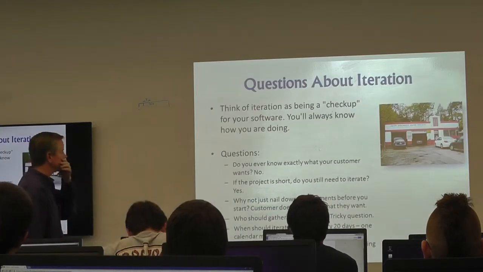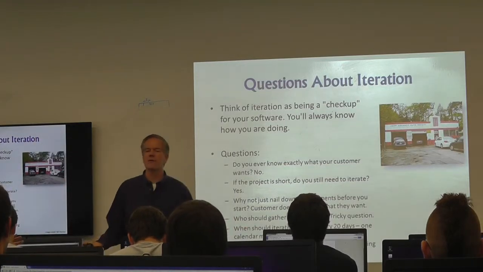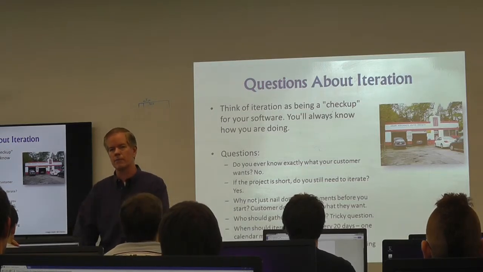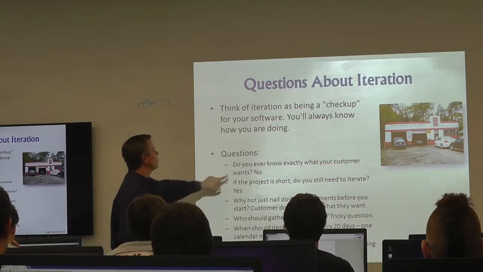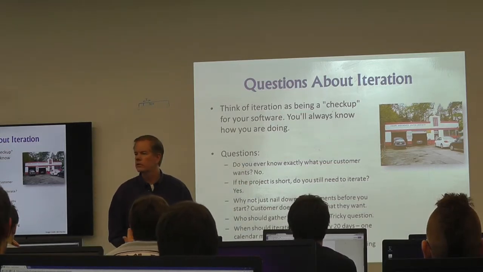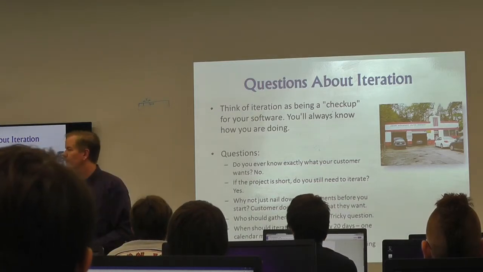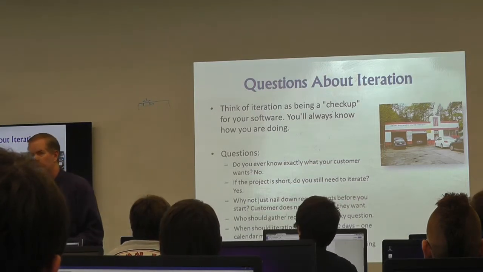All right? Questions about iteration. So iteration is simply a checkup where you talk with your customer and say, hey, this is what I'm doing, this is what I'm working on, is this lining up with your view of the world and stuff like that. The customer comes back and says, whatever. So, do you ever know exactly what your customer wants? No. Absolutely not. You need to keep that in mind. You will always be wrong. You'll have a good understanding in your head of exactly what your customer wants, but you are imperfect. You will never quite know.